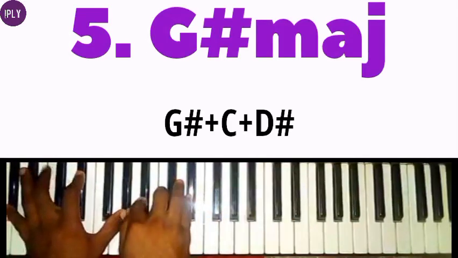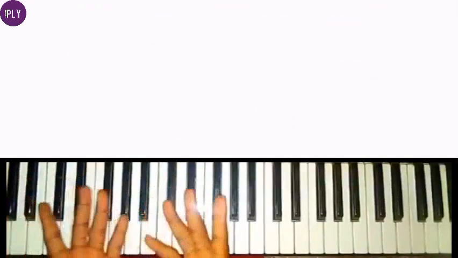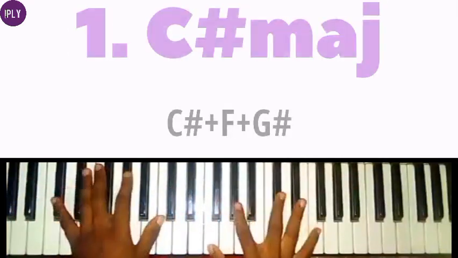Okay, this is my chord 5. So before getting to this chord 5, which is G sharp, I'm going to add a secondary dominant chord. This is how it goes.